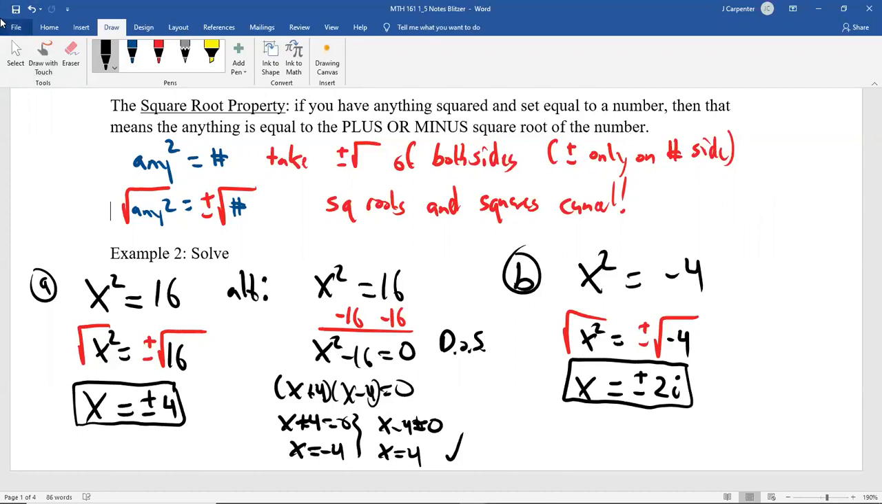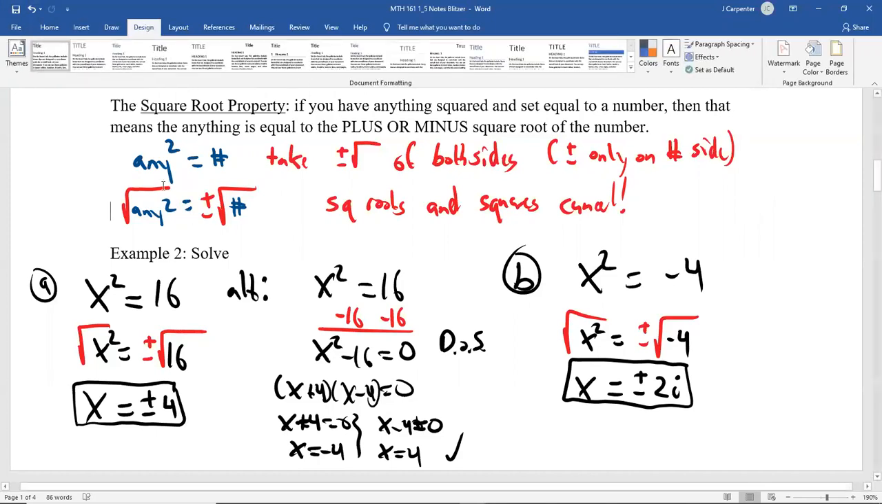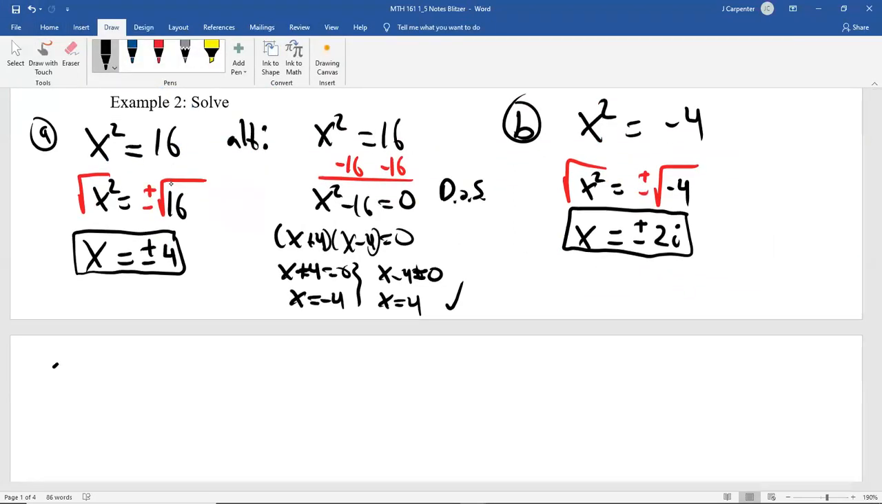How are we on time? A couple minutes. I think we have just enough time to do this last one. This will be the most interesting of the three. This will really test out that anything squared idea.